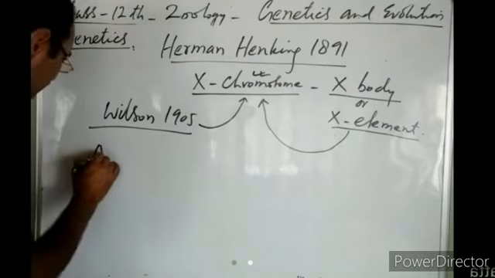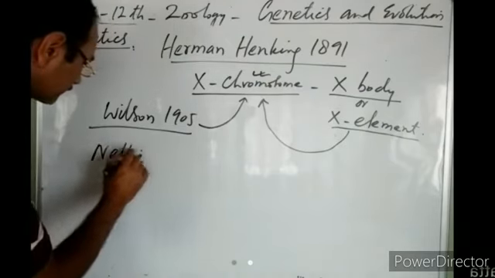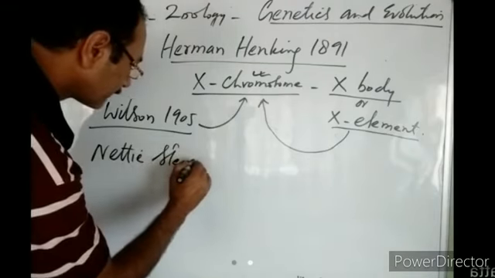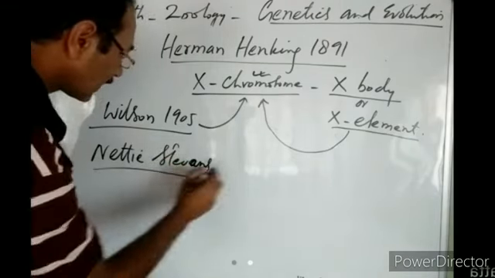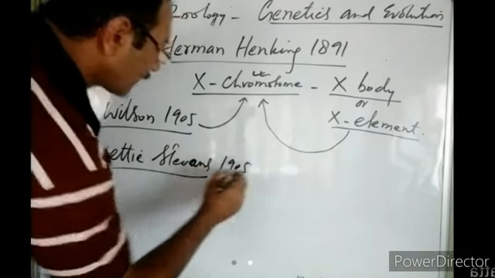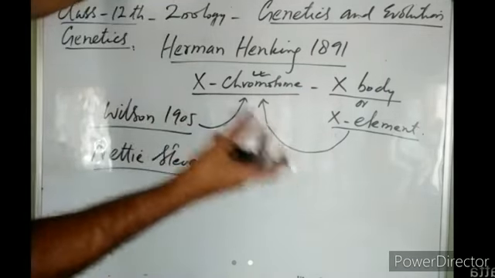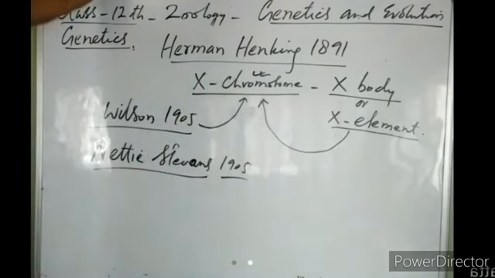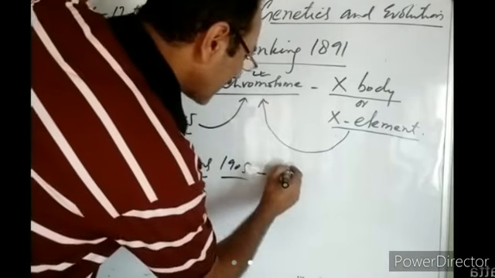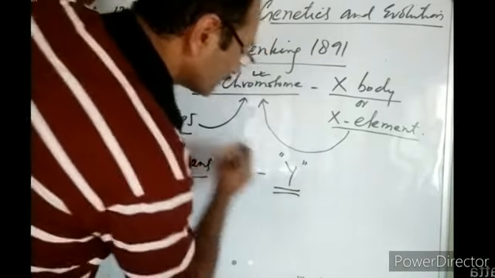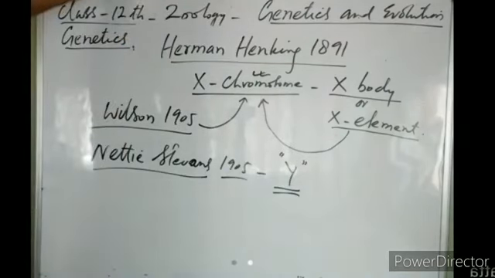Then there was another scientist, Nettie Stevens. In 1905, she found that this X chromosome has got a partner also. It has got a counterpart in males, right? And she named that counterpart of X chromosome in males as Y chromosome. Right? So Y chromosome was first seen by Nettie Stevens.